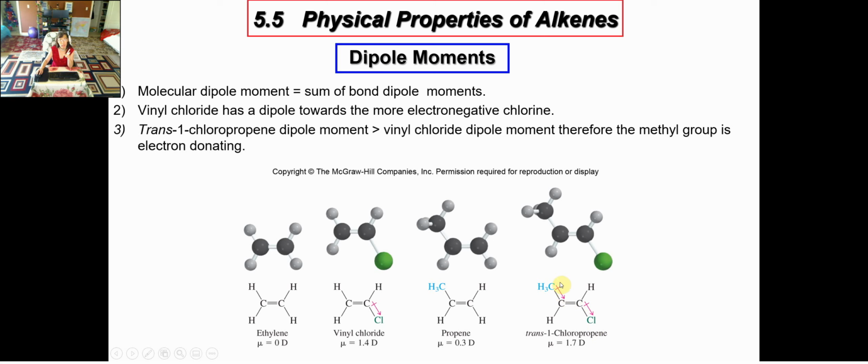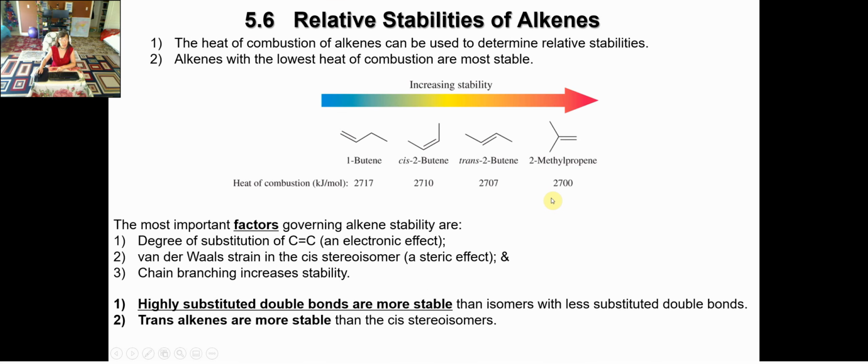In this case, what are you going to have? You have a dipole pointed from the methyl carbon to the double bonded carbon, pointed to the chlorine. So you have a very high dipole moment for this trans 1-chloropropene. So that's how you determine the dipole moment.